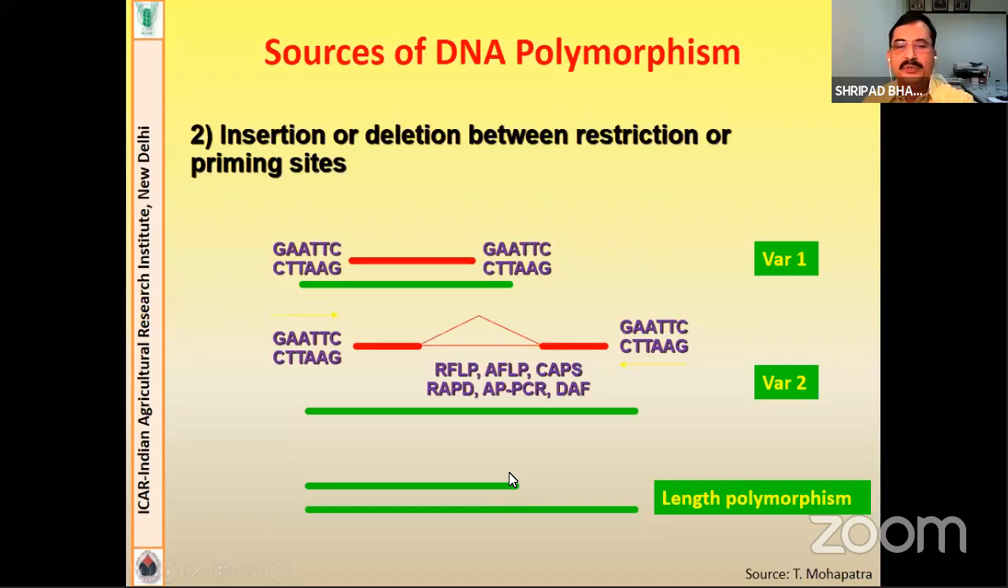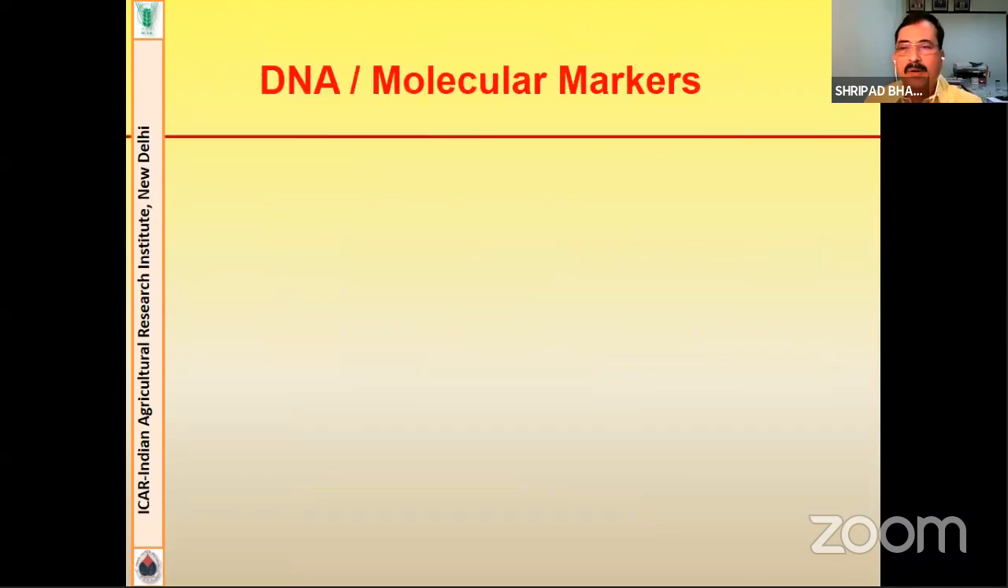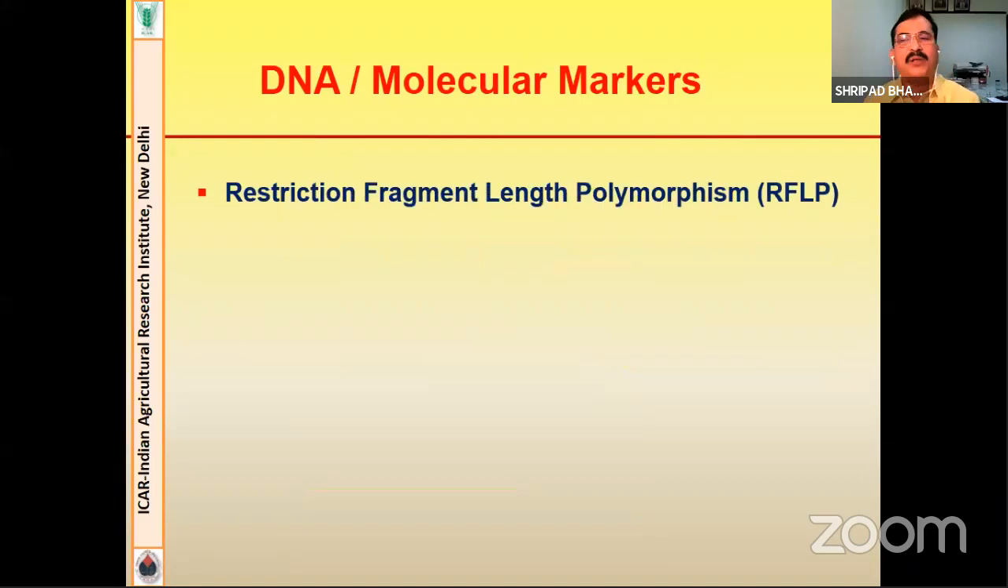This principle has been used in different markers, RFLP, AFLP, different markers we use to detect this insertion deletion polymorphism. Okay, friends, now quickly let us go to the molecular marker, different molecular markers. All of you are very familiar with this terminology, restriction fragment length polymorphism. It means the polymorphism created by the size difference of the DNA segments created by the restriction enzyme. That is the polymorphism, RFLP.